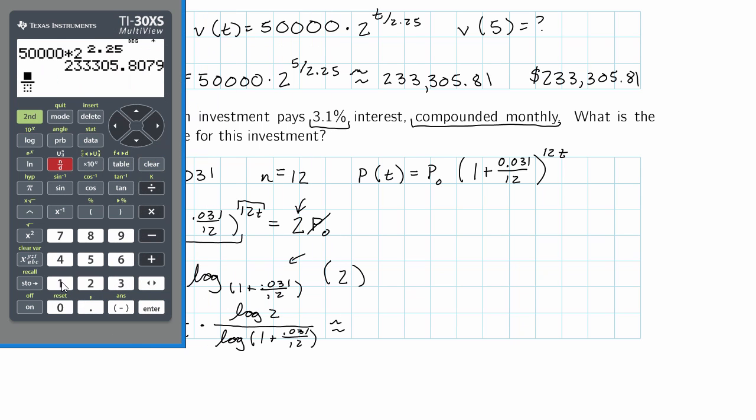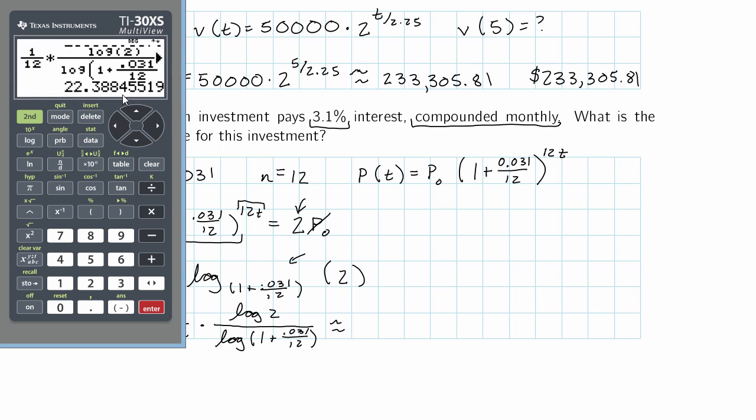So we'll have 1/12 times the log of 2 over the log of this awful number, 1 plus 0.031 over 12. Close that, hit enter. 22.388, let's say about 22.4 years. So the doubling time for this investment is about 22.4 years.